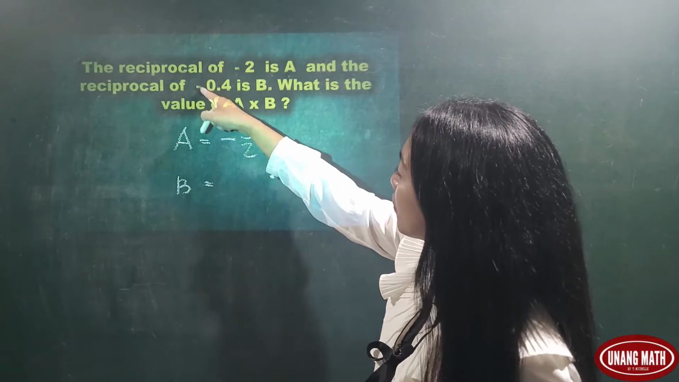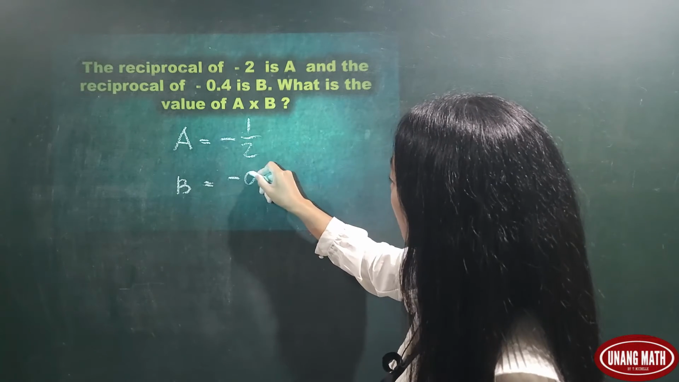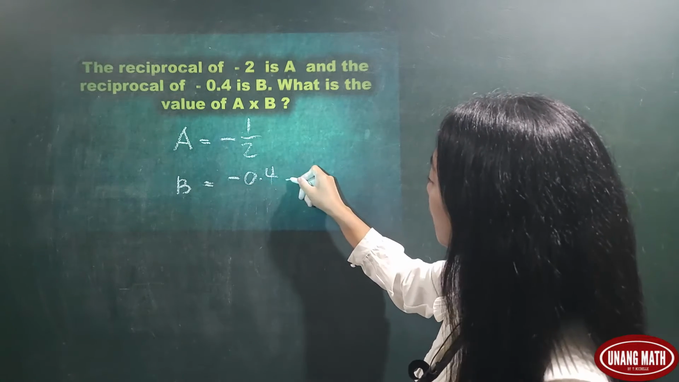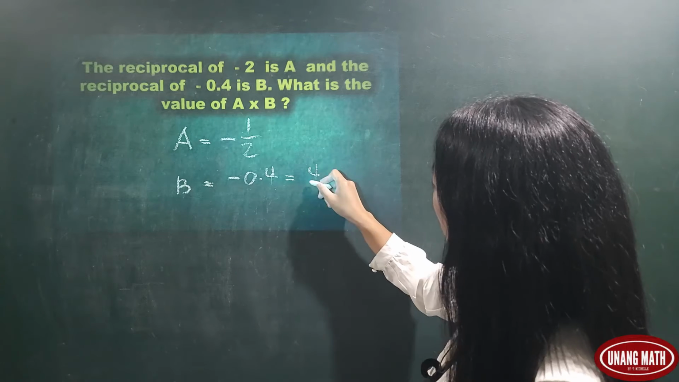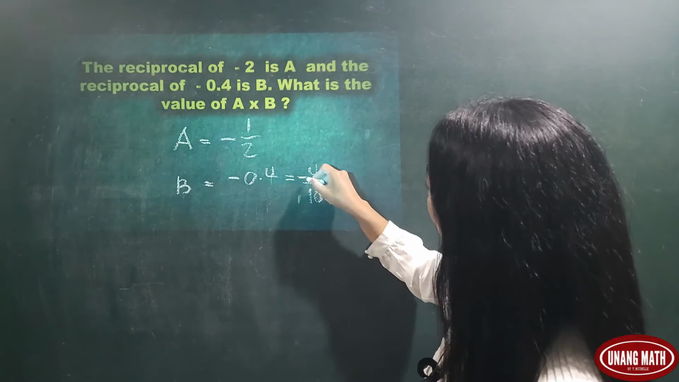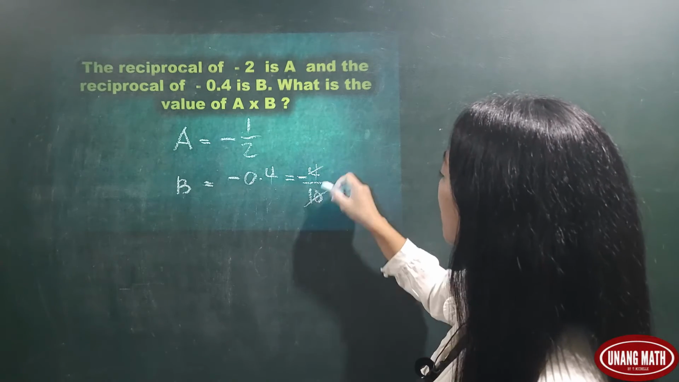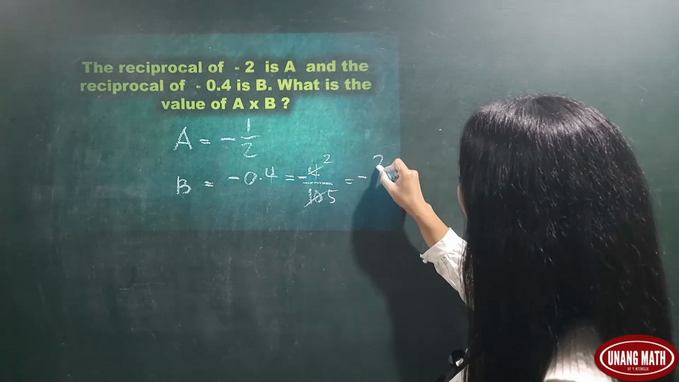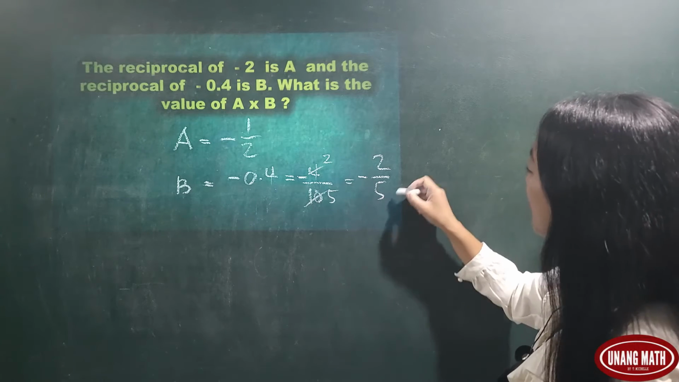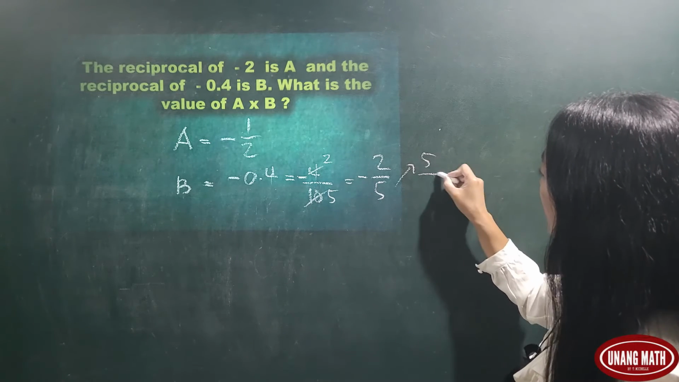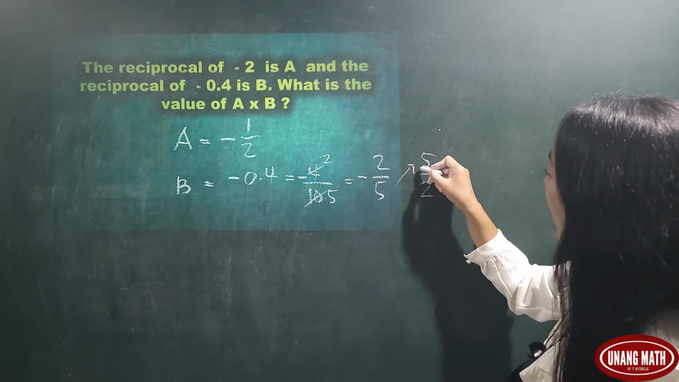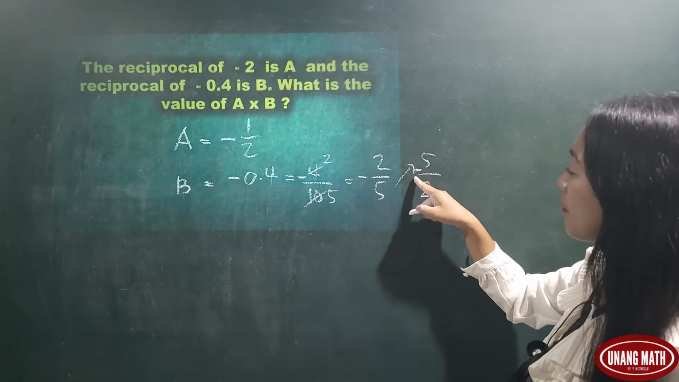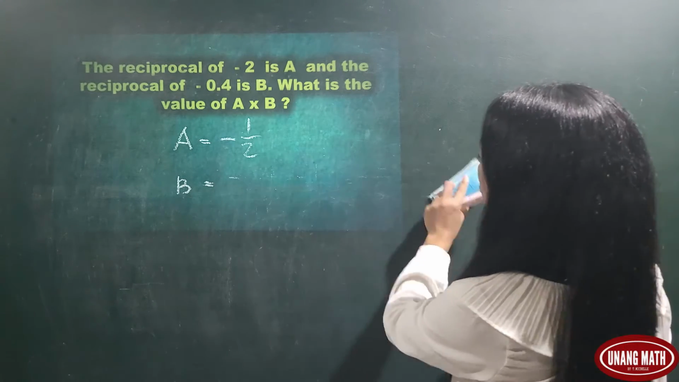Okay, how about B? Negative 0.4. Write this first as a fraction. So this is 4 over 10. So negative 4 over 10. Simplify, we have 2 over 5. So this is negative 2 over 5. Get the reciprocal. 5 is the numerator, 2 is the denominator. And this is also a negative number. So negative 5 over 2.